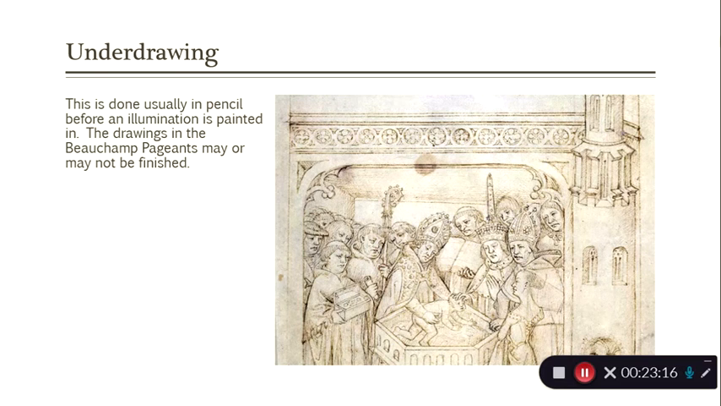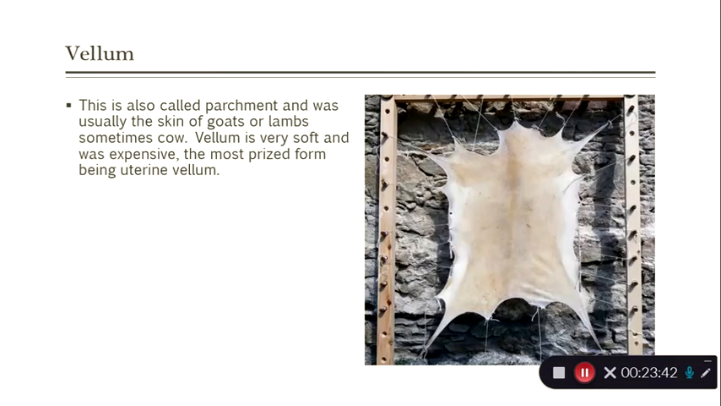Vellum. Now here's a good example of vellum. This is basic skin that's stretched, usually of veal or sheep or goats, sometimes cow. Vellum is very soft. It's expensive. It's stretched on a rack like this. The hair side is scraped. The hair's scraped off the hair side, and it's then cut into leaves to be made into a manuscript.